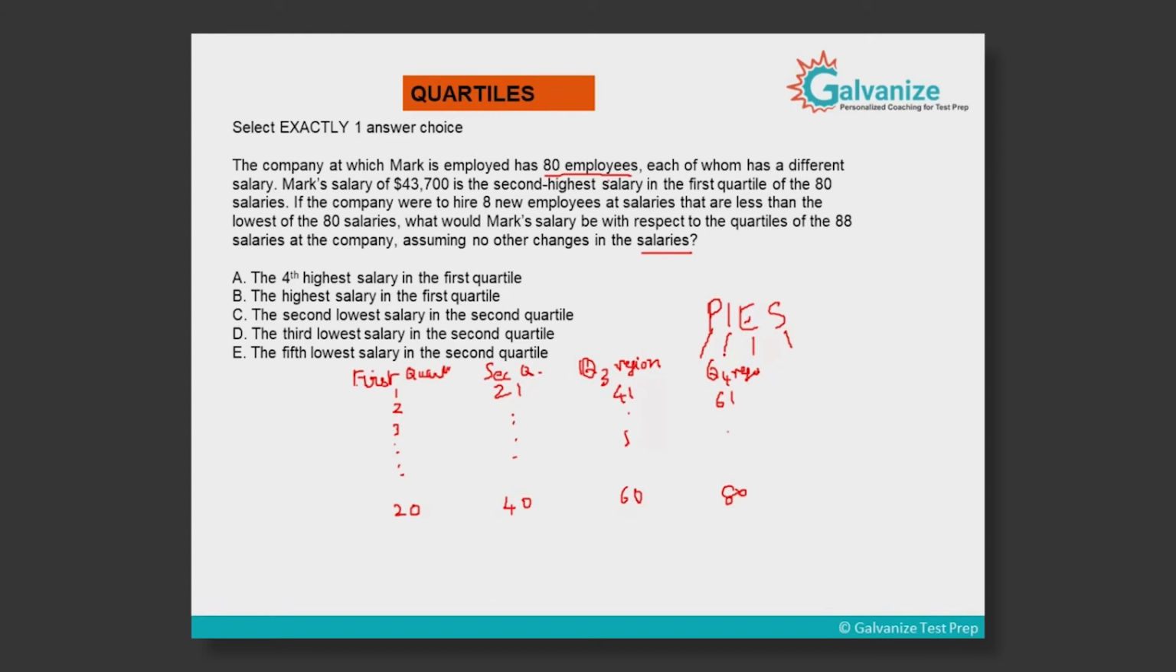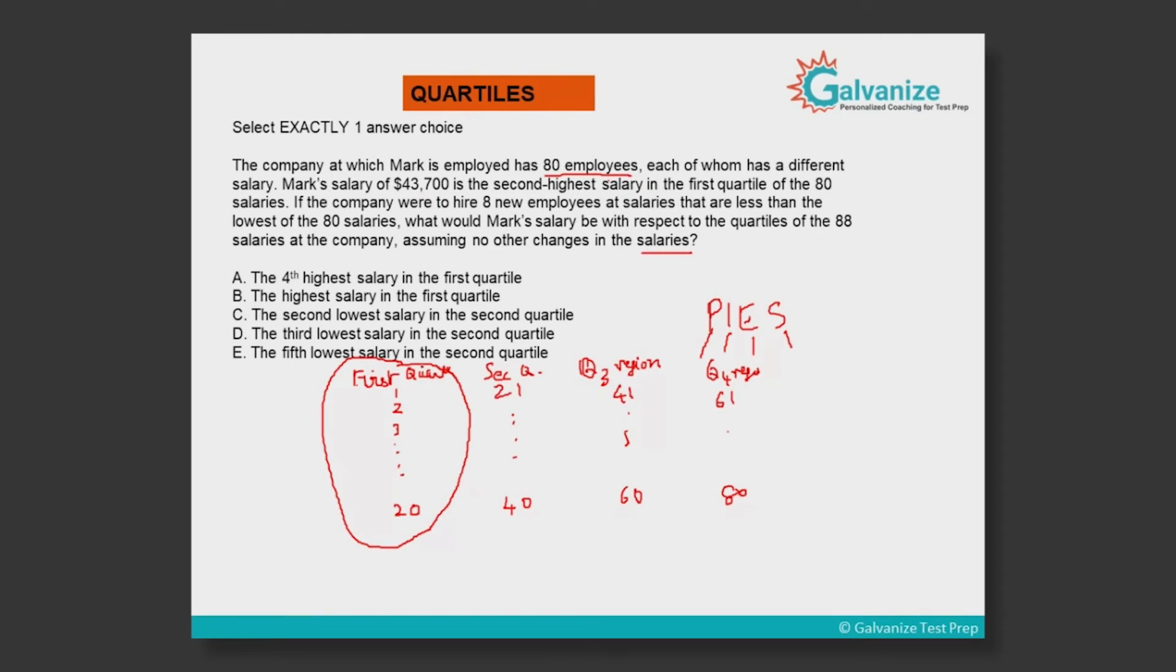The question says, the company at which Mark is employed has 80 employees. So all the 80 employees' salaries are covered here. Each of whom has a different salary, of course, yes. So which means there is no repetition here. Mark's salary of $43,700 is the second highest salary in the first quartile of the 80 salaries. Which is the first quartile in the 80 salaries? That is this first particular column. Second statement says Mark's salary is the second highest salary in the first quartile.